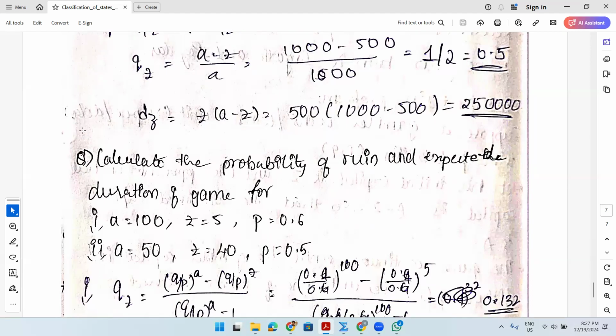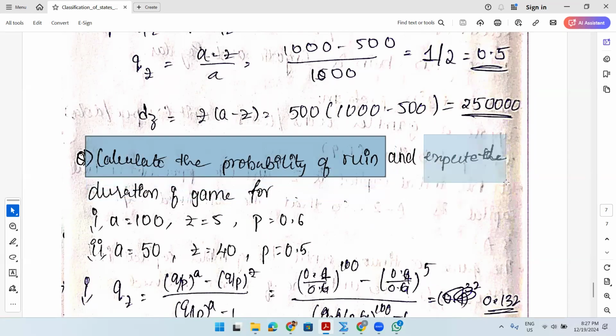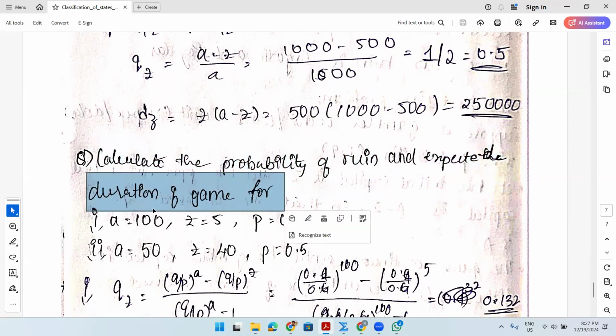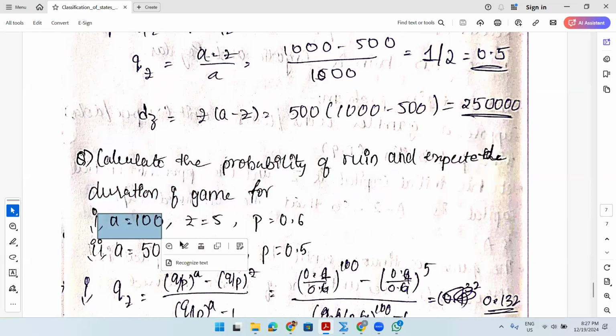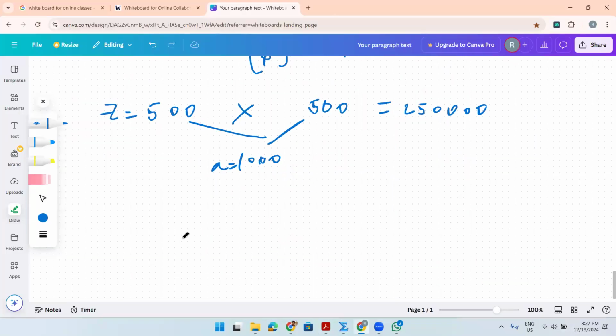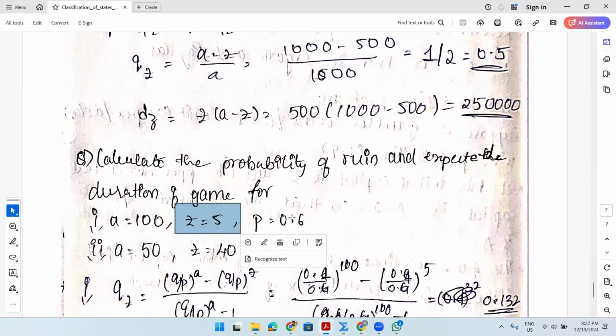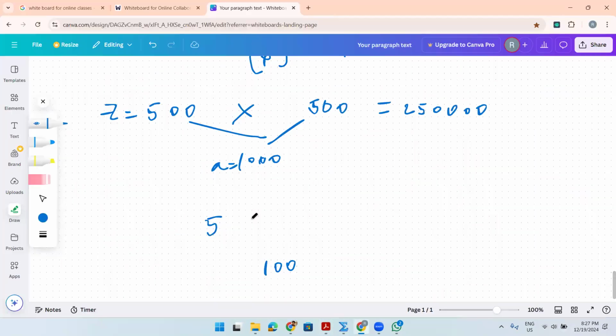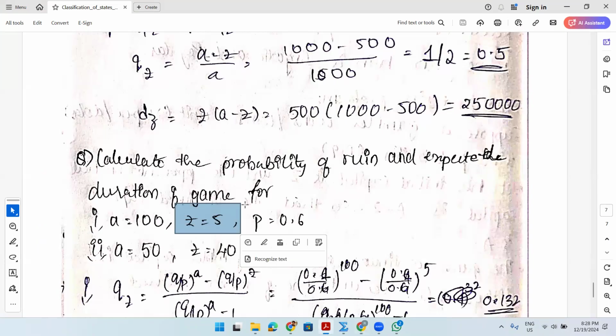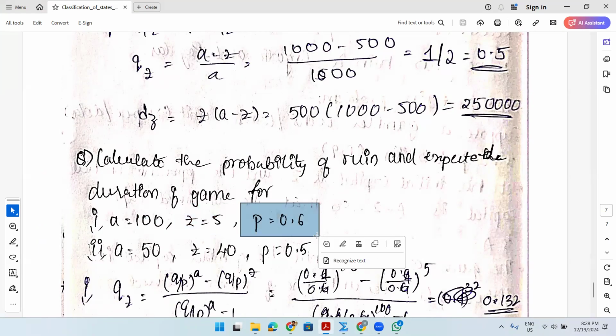Next, second problem. P is not equal to 1 by 2. Let us see. Calculate the probability of ruin, that is QZ, and expected duration of the game, that is DZ. First, A is equal to 100, total 100 rupees, and the gambler has only 5 rupees. Next, how many does the opponent have? It's not given, so 100 minus 5 is 95 rupees. Total is 100, which means the opponent has 95 rupees. And probability of win is 0.6.